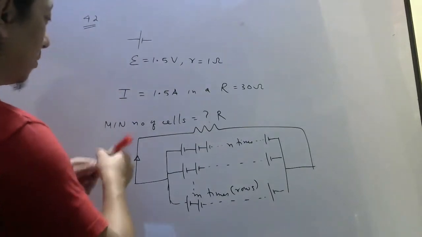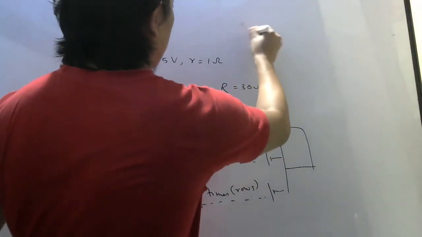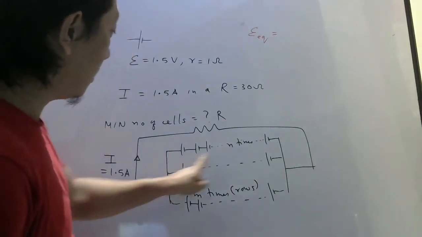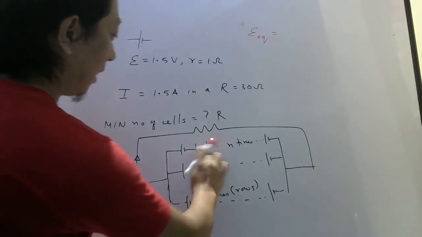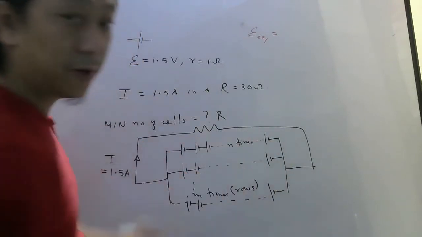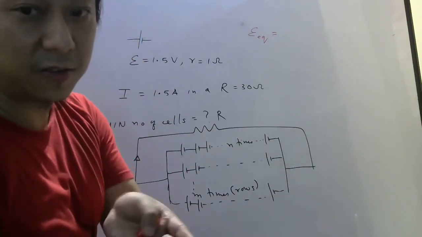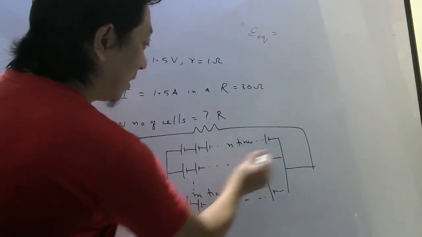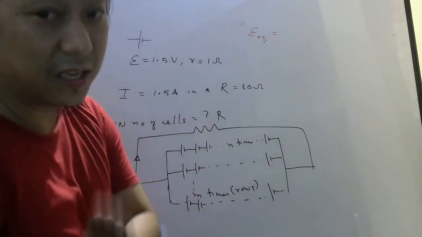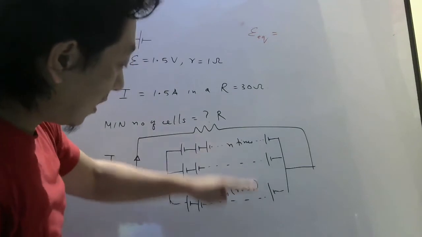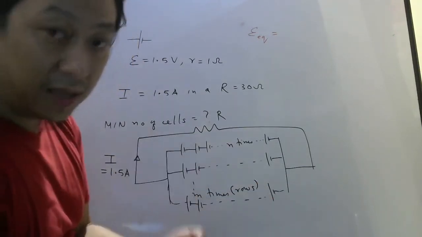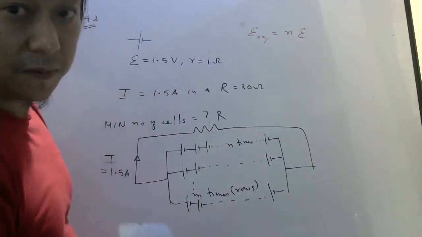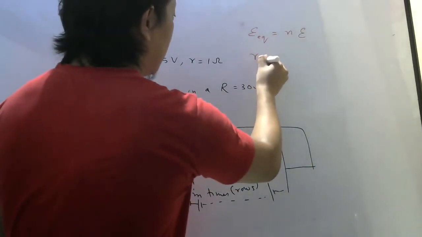First, what is the equivalent EMF? Here it will be E. So in one row it will be nE in series, n times. So this will have equivalent EMF nE. nE in parallel will be nE only. So equivalent EMF is nE. Okay. What about the equivalent internal resistance?